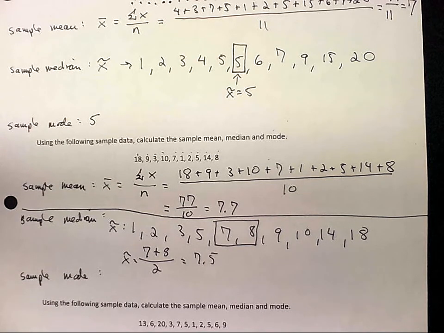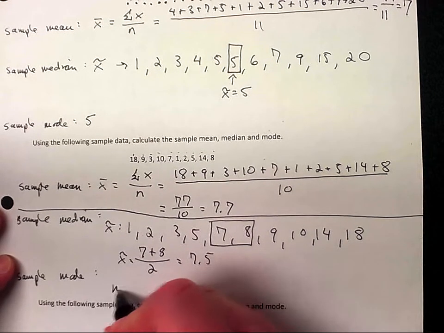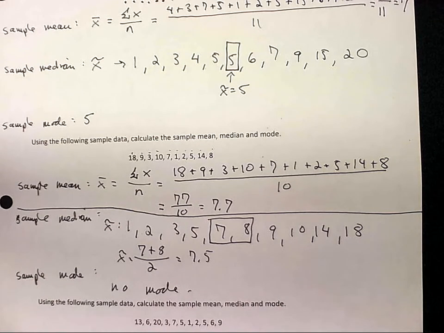Then for a sample mode, what are we looking for? The most frequently occurring value. Which value is the most frequently occurring value? We don't have one, right? They all only occur once. So therefore here we have no mode. Everybody good with having no mode? All right. So that's the second example.